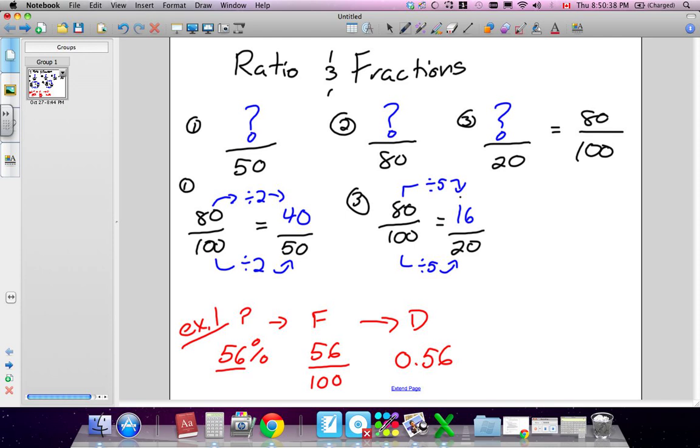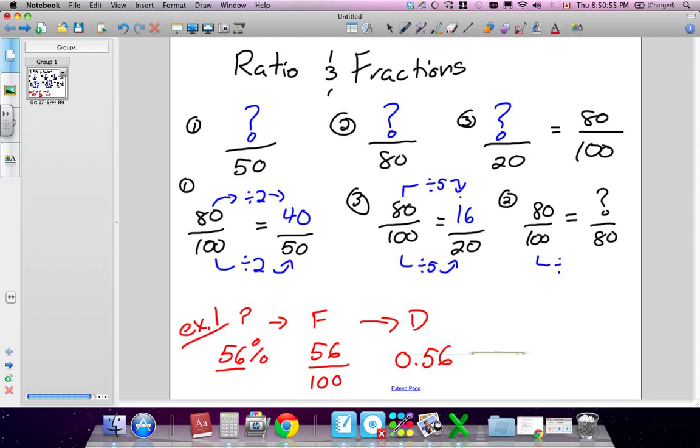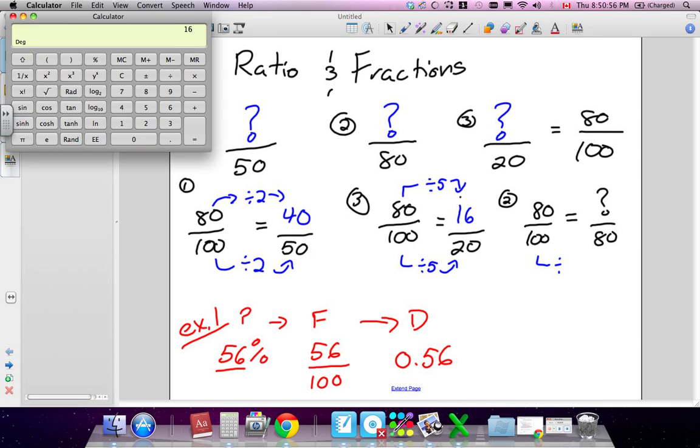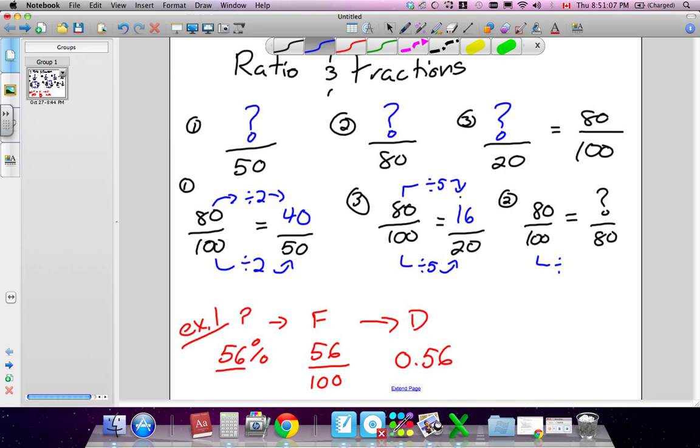And the last one, test 2. Now this is a little harder. We know we have 80 over 100, and it's going to be equal to something over 80. Here's our tough one. I've got to figure out what to divide by. So what do I do? Divide 100 by 80. That gives us 1.25. We have a calculator. So what do I have to divide 80 by? Divide by 1.25.